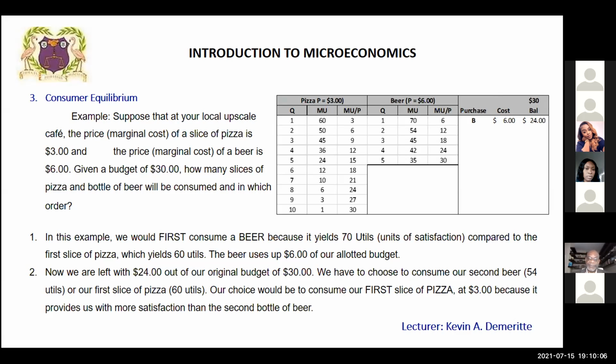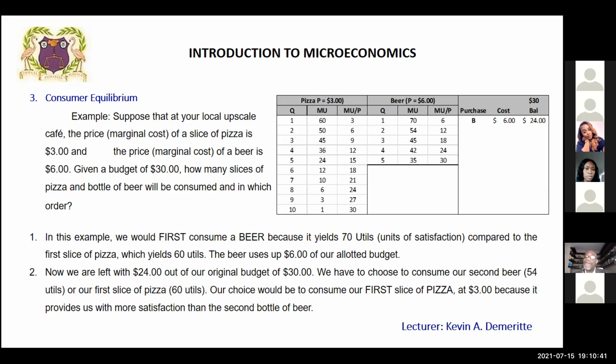Now we still have to make a choice, because we still got $24 to spend tonight. Do we get the second beer? I don't know who that was, but somebody who really liked beer is proposing. Is our next purchase a beer? Because now, if you look at our marginal utility column for beers, our second beer is only going to give us 54 units of satisfaction. I mean, that's still nice. So our second beer is going to give us 54 units of satisfaction.